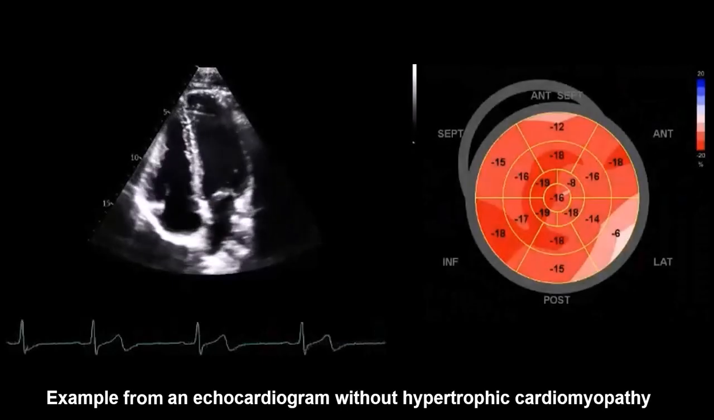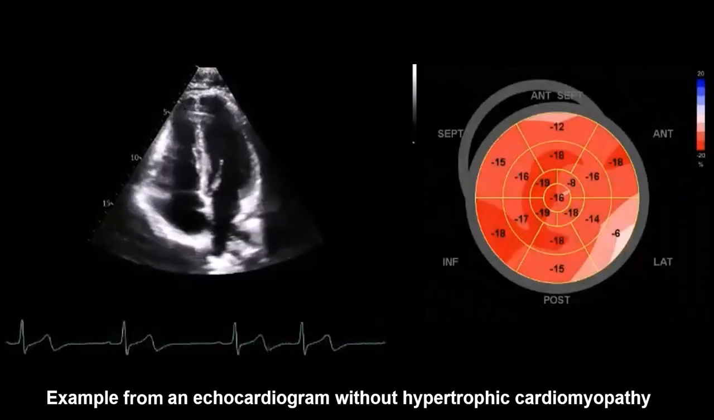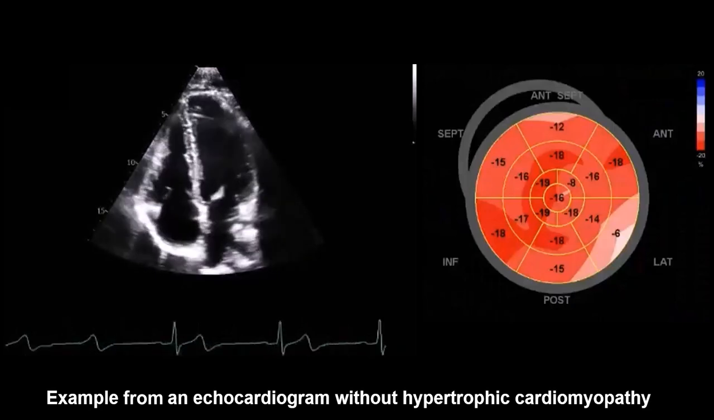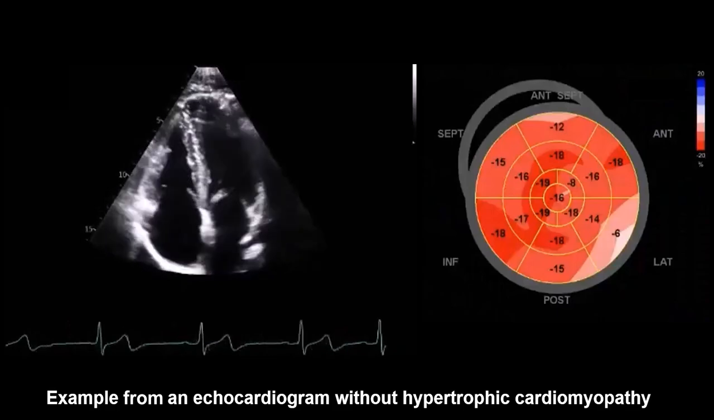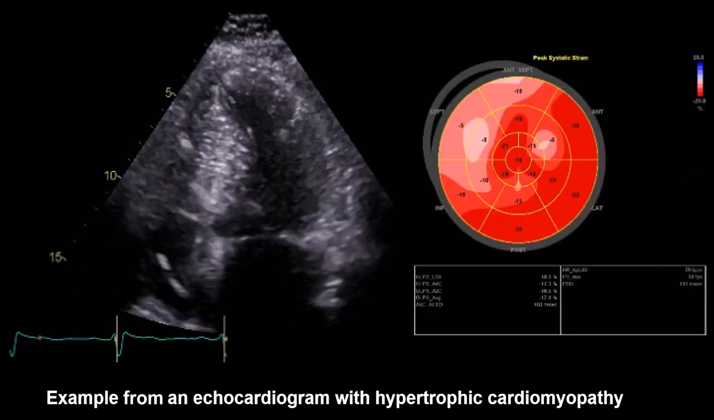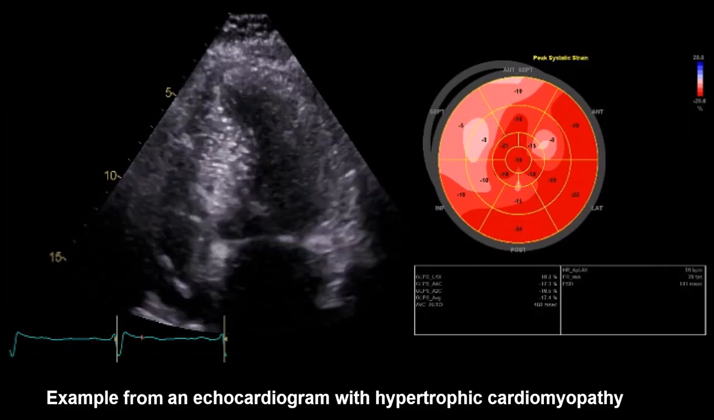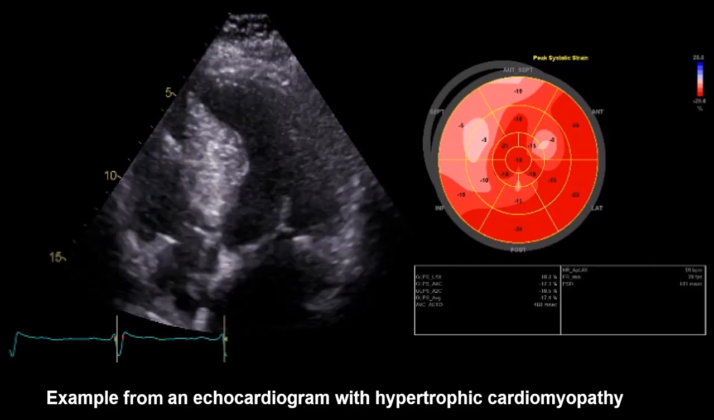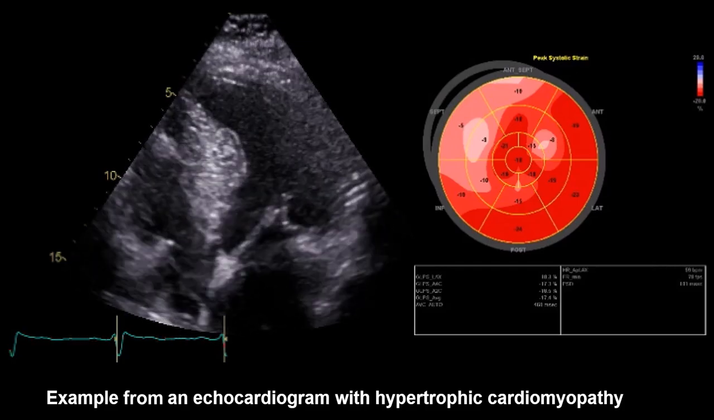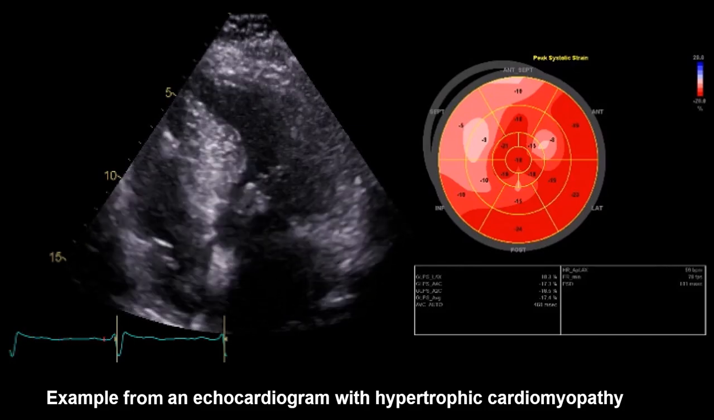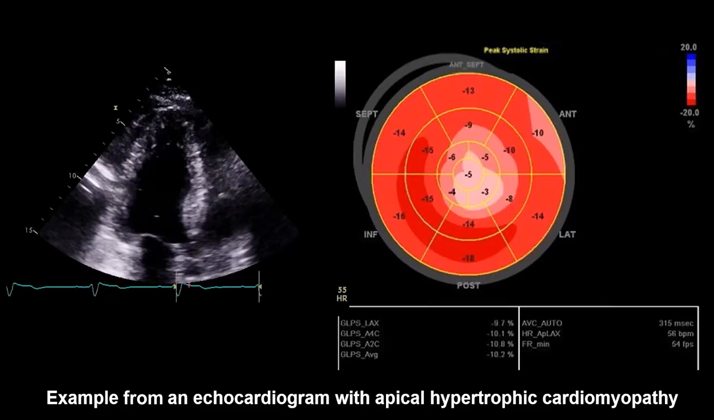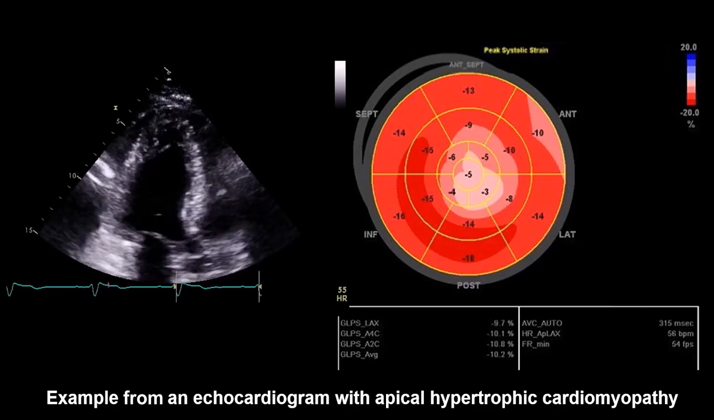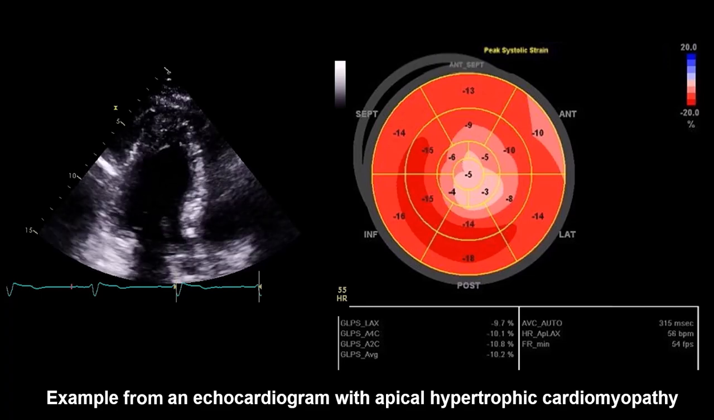This is an example of strain imaging and a bullseye map from an echocardiogram without hypertrophic cardiomyopathy. Note the bullseye map on the right. This is an example from a patient with a hypertrophic cardiomyopathy. Note the bullseye map on the right and the areas of decreased strain in the septum and anterior septal segments. This is an example from a patient with an apical hypertrophic cardiomyopathy. Note on the bullseye map on the right the areas of decreased strain in the apical segments.